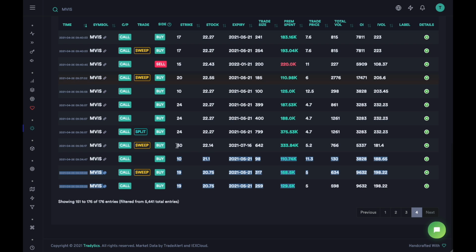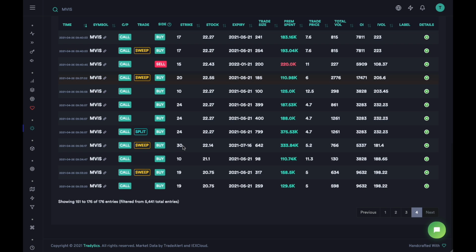What happens here in the very fourth order that comes in, you can see that this is a 333k order for, this is probably June, no, July 16th, and the stock price right now is 22, but the strike is 30. So someone is expecting the price to move up significantly within a month.